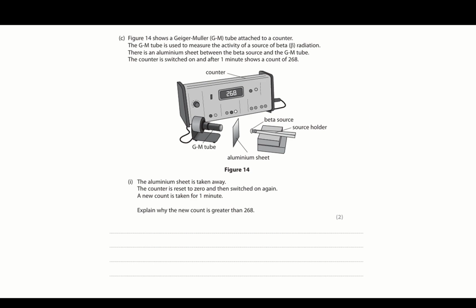Okay, we've got a Geiger tube connected to a counter. We've got all of this set up and it says it's switched on and after 1 minute it shows 268. Okay, next part. It then says the aluminium sheet is taken away. Out that goes, that's no longer there. The count is set to 0 and a new count is taken for 1 minute. Explain why the new count is greater than 268.